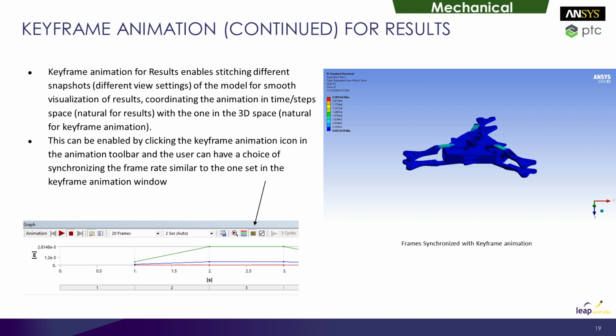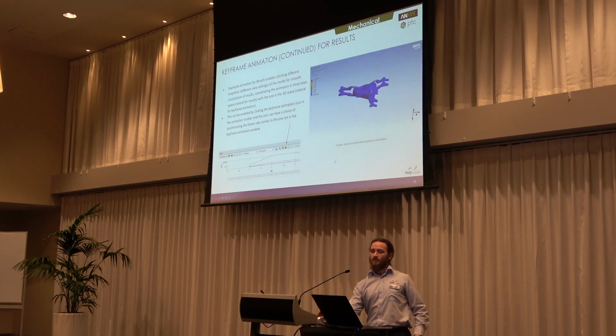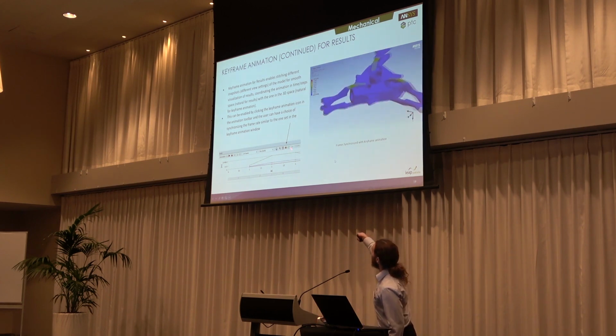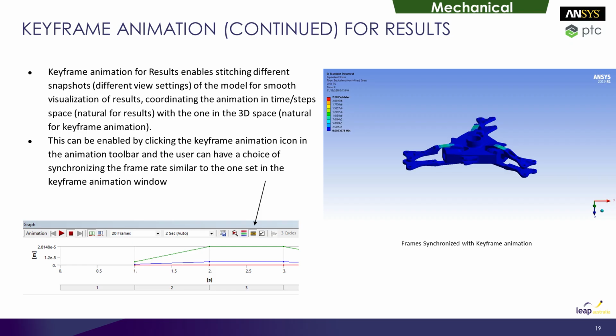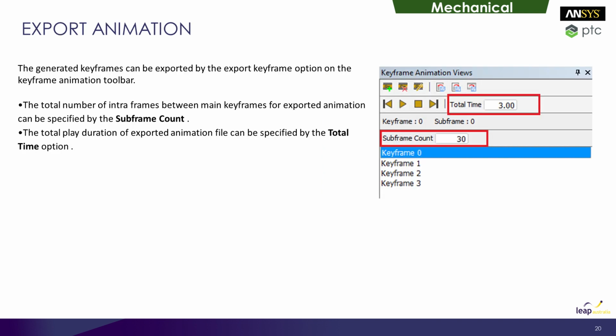You can also synchronize it with your results. So I'll just hit play on this video. If you click on this button here, it will synchronize the keyframe animation with the results animation. So in this case, we're playing through a von Mises stress plot, and we're also playing through a keyframe animation. So we can fly around our geometry as the simulation results evolve. And as I mentioned, these are the tools for controlling the total time for the keyframe animation, and then the subframe count, or the time resolution of the animation.